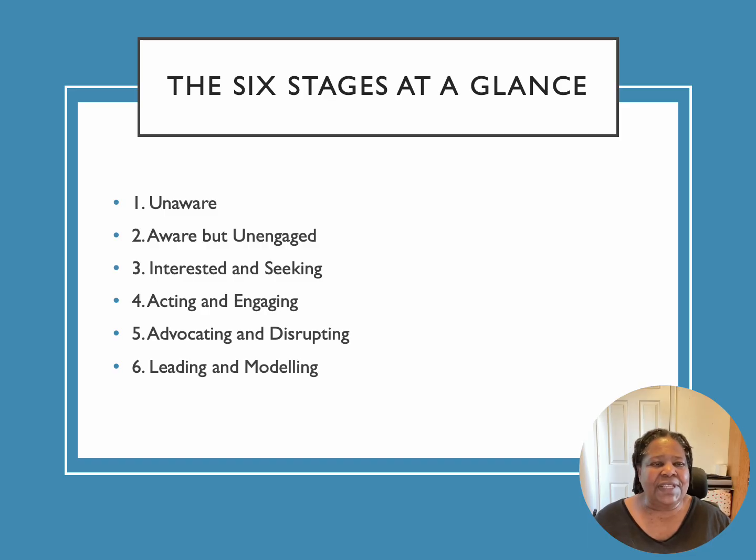So, what are the 6 stages? Here are the 6 stages at a glance. They go from unaware at stage +1, and they're basically on the positive axis on this slide here. So these stages represent how individuals typically move through a journey of understanding and action in equity and inclusion work. From being unaware of issues to becoming aware but not yet acting, to seeking, engaging, advocating, and ultimately leading and modeling change.